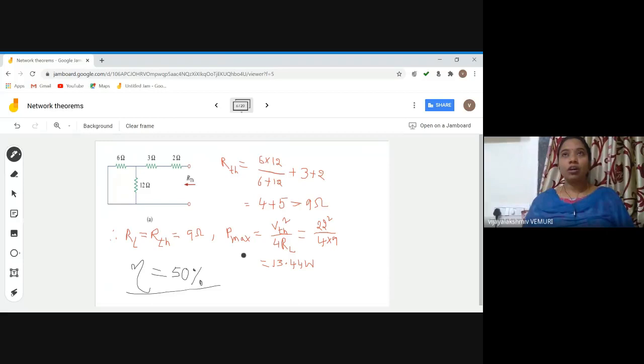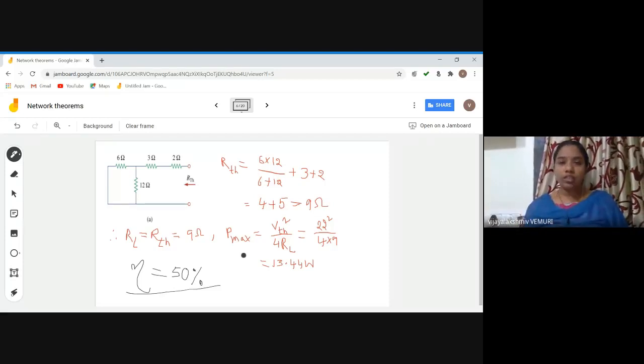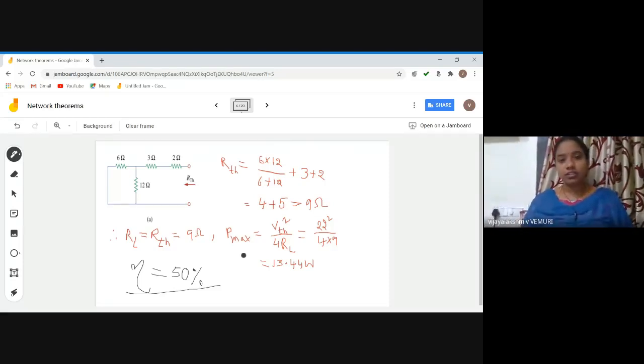So first of all, how is maximum power transferred? What is the condition? The condition for maximum power transfer is when load resistance is equal to Thevenin equivalent resistance. That is the first point if you talk about a DC circuit. Now coming to the AC circuit, maximum power is transferred from source to the load when load impedance is equal to the complex conjugate of source impedance. That is another important bit.